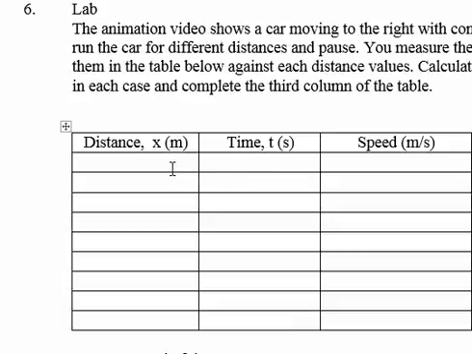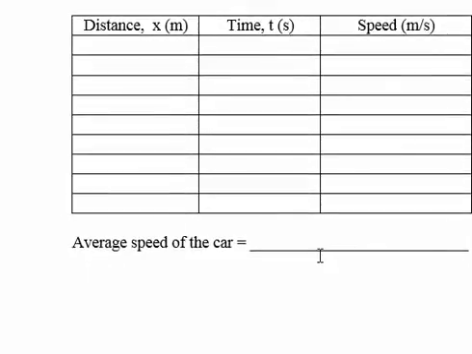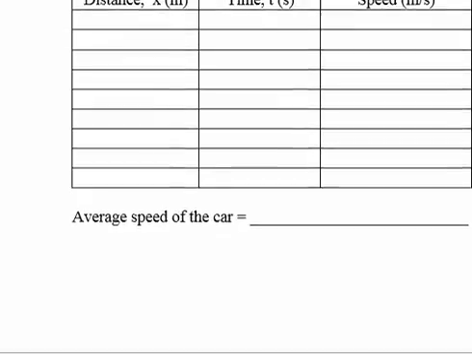Now we will repeat the procedure for 9 different x values, and each time we measure the time, that means you will have 9 different speed values. Then calculate the average speed and record it here. Now make sure that you use the correct unit for the average speed. You will lose 1 point for not using the correct unit.